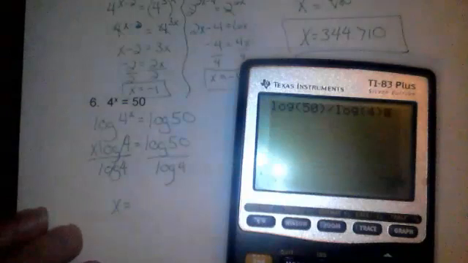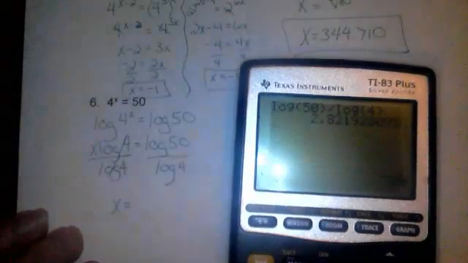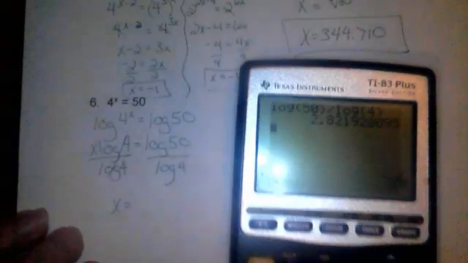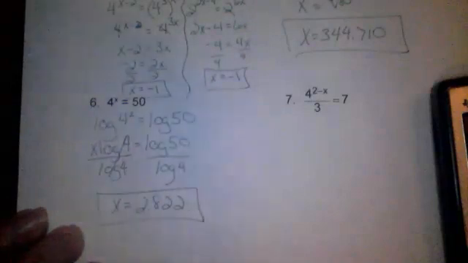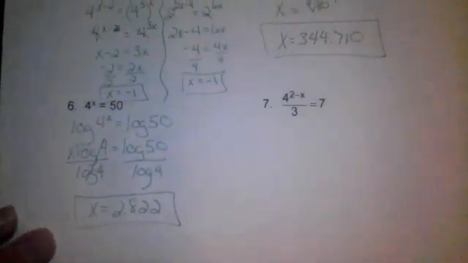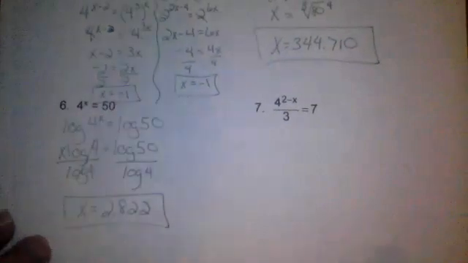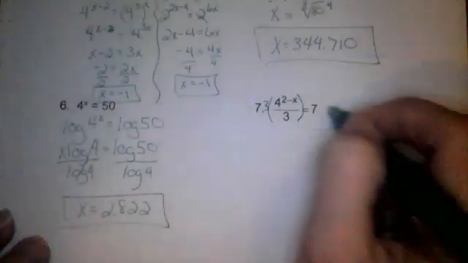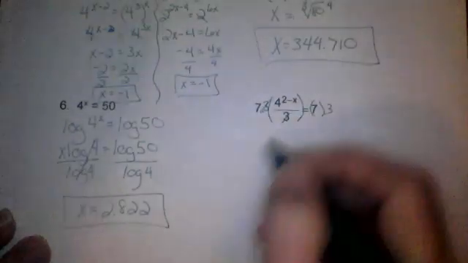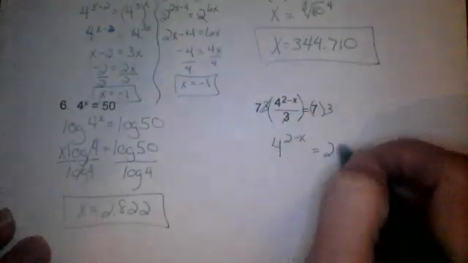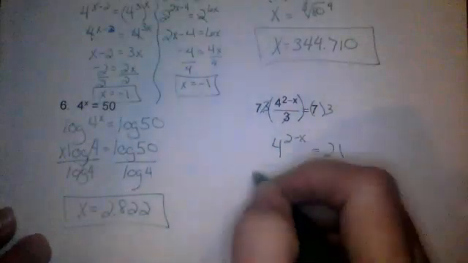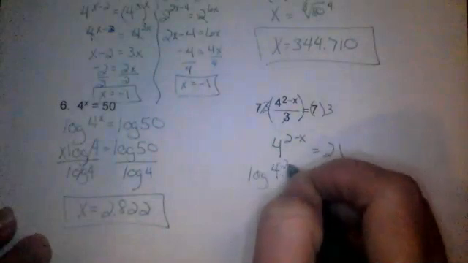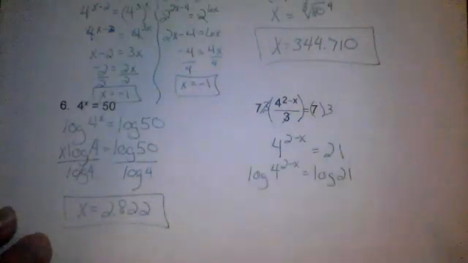So here we are, log 50 divided by log 4 gives me 2.822. All right, and number 7. In any of these problems, we want to still try to isolate x as much as we can. So the first thing I'm going to do here is multiply by 3 and get rid of my fraction. So I have 4 to the 2 minus x power equals 21. I cannot do equal bases here, so I'm going to take the log of both sides. So log of 4 to the 2 minus x power equals log of 21.